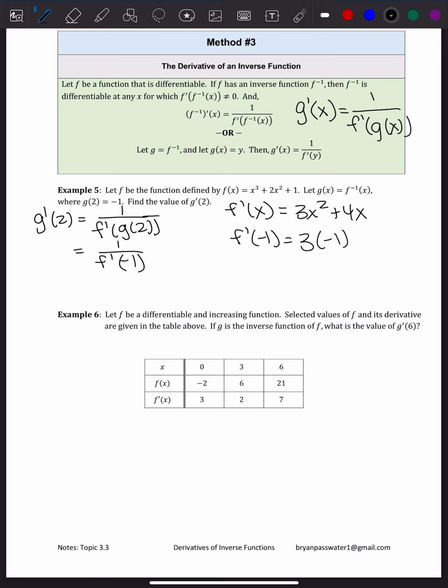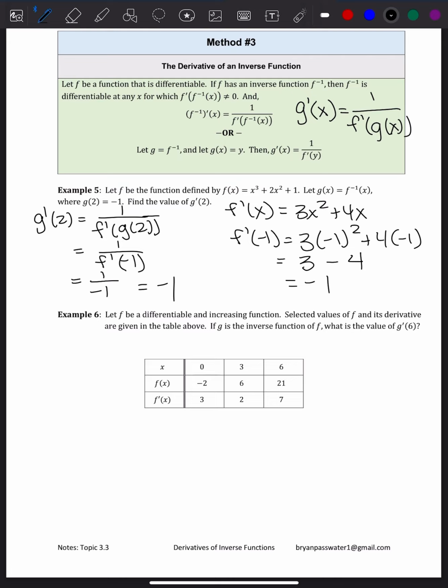So 3 times negative 1 squared plus 4 times negative 1. Negative 1 squared is 1, so I have 3 minus 4, so negative 1. So I have 1 over negative 1, which is equal to negative 1. So our derivative at 2 is equal to negative 1.